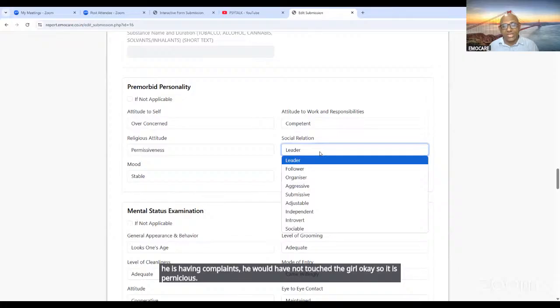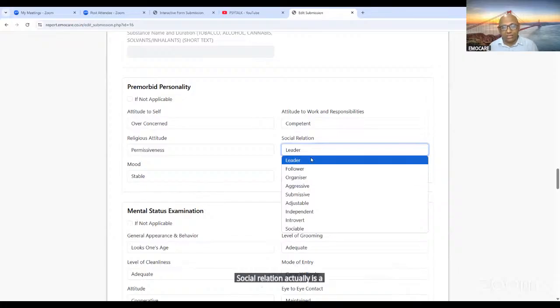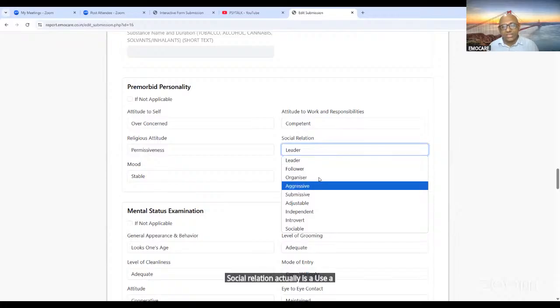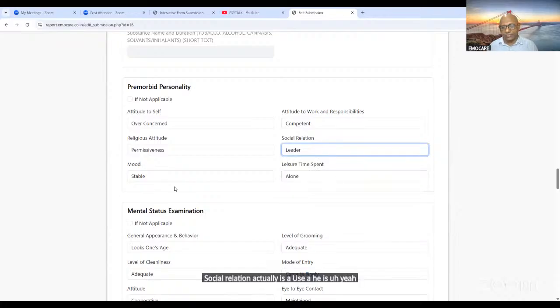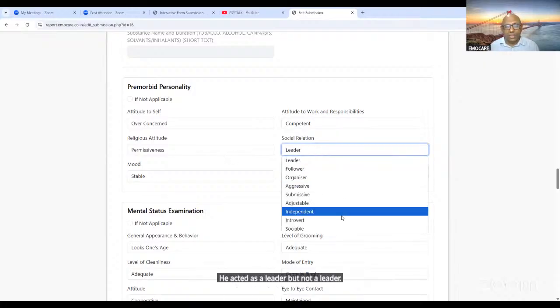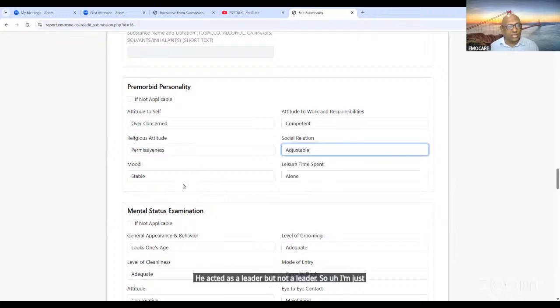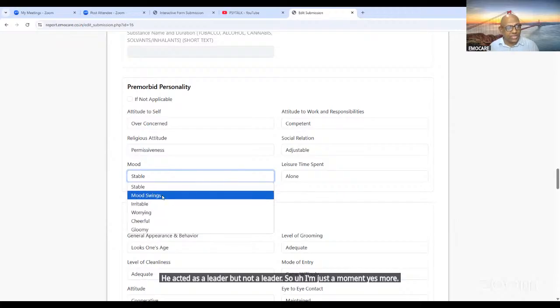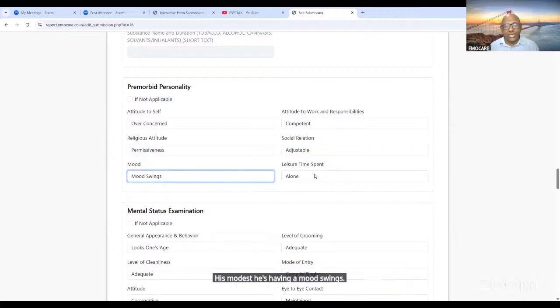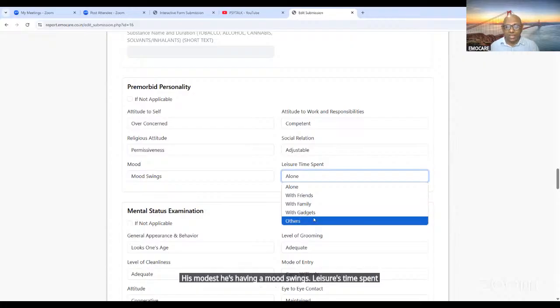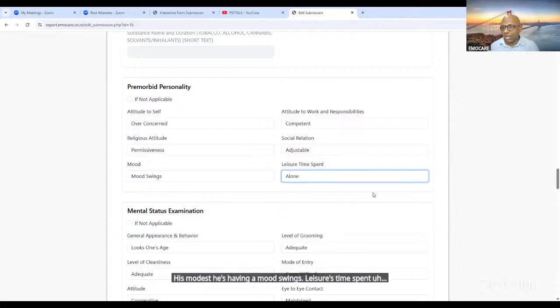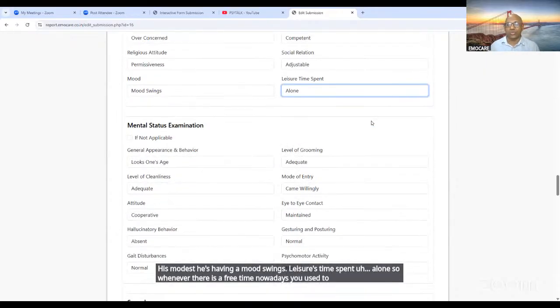Okay, so it is permissiveness. Social relation actually is he acted as a leader, but not really a leader. So adjustable. His mood is he is having mood swings. Leisure time spent alone. So whenever there is free time, nowadays he used to sit alone and he used to brood.